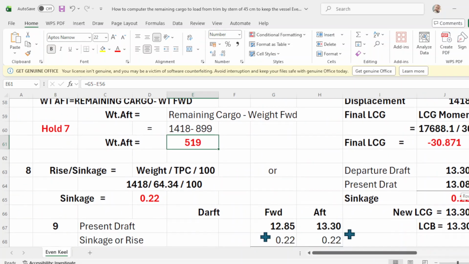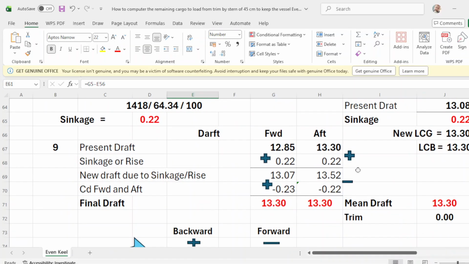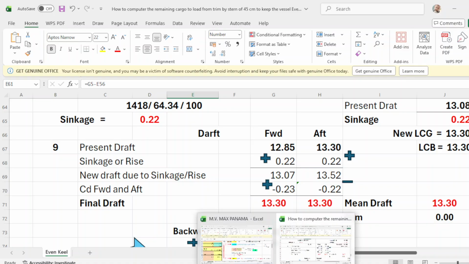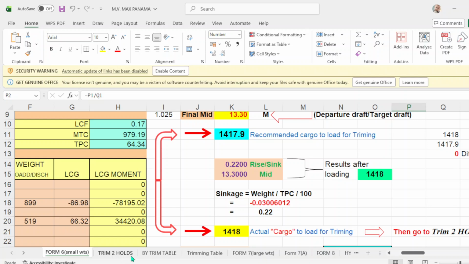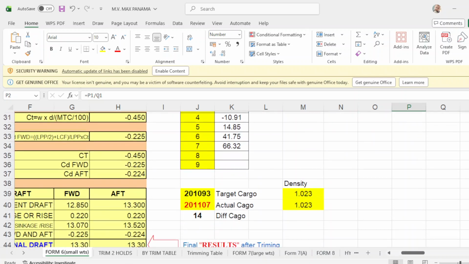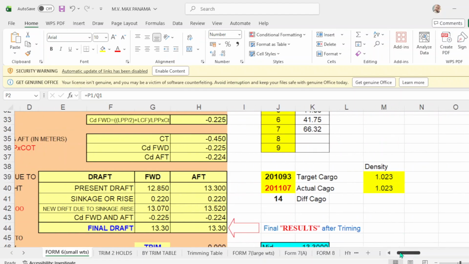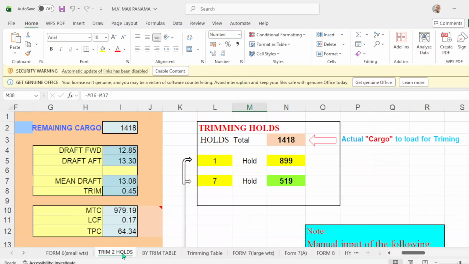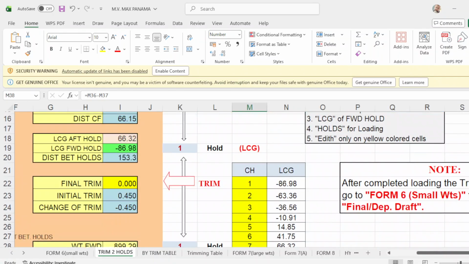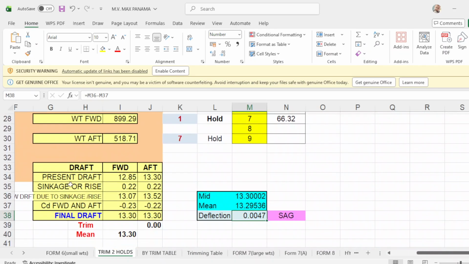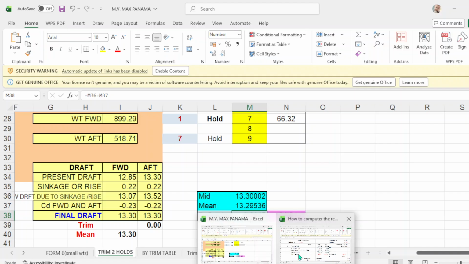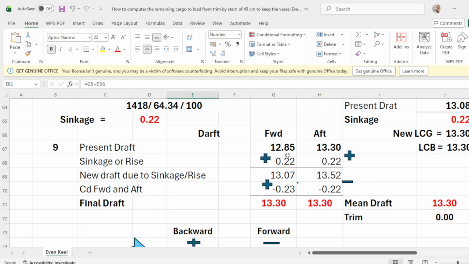Then go down, apply this, how to get the departure drop. This is the same one. Number 2, it is the same, the same with this equation and also this one. This will also be the same. But anyway, let's apply the manual operation. So your initial drop forward is 12.85 and up drop is 13.30, which is this one.